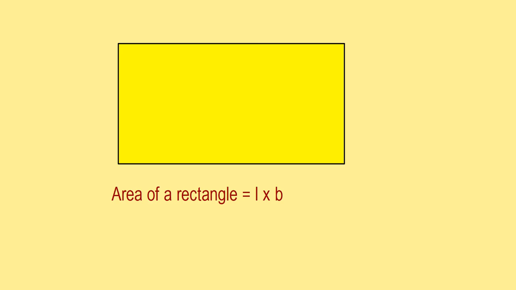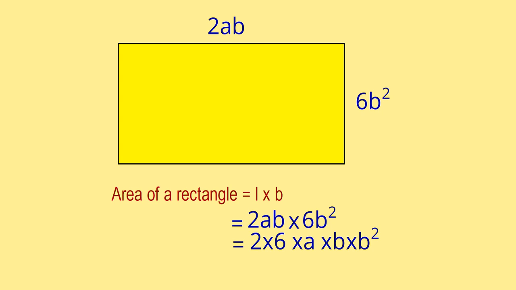You know area of a rectangle is equal to length into breadth. If length is equal to 2ab and breadth is equal to 6b square, then how will you find out the area of this rectangle? Yes, it is 2ab into 6b square. Now you know how to multiply these. You will get 2 into 6 into a into b square, which is equal to 12ab cube.